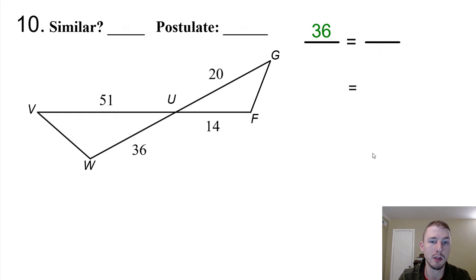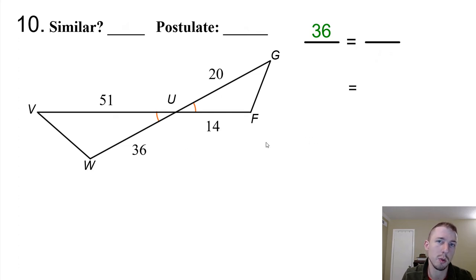All right, number 10. So on this one, I do not have all three sides, but I do have an angle. So if you look at the diagram, I have a vertical angle in between those two. So I'm going to be solving this with side, angle, side. But I do have to check that those two sides are proportional. So I got to set up a proportion.